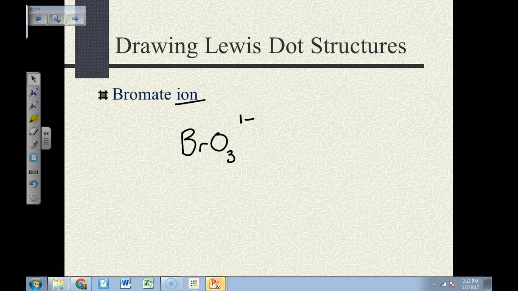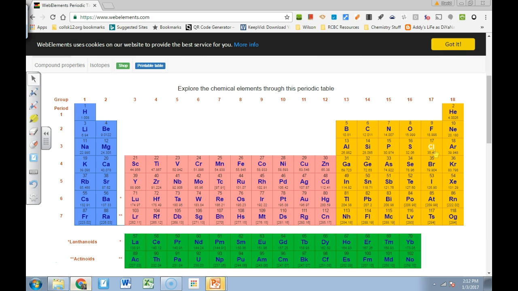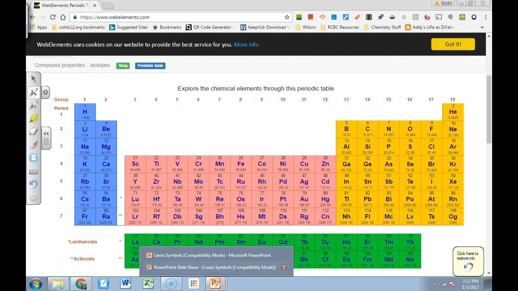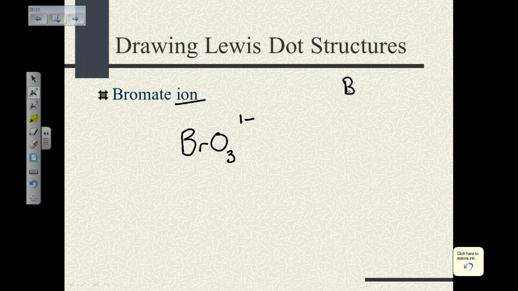Okay, so let me pull up the periodic table. Over here. And now when we pull up the periodic table, bromine has 7, right? And oxygen has how many, right? 6. So bromine, there's 1, and so that's 7 electrons. Oxygen, there's 3 of them, so that's 6 times 3. And now this is a charge, so that means that 1 electron is added to the overall. It's not added to a particular atom in here. It's added to the overall, this whole thing here.